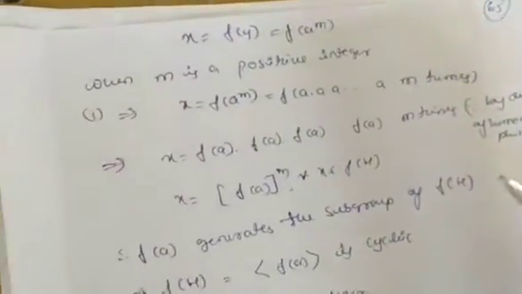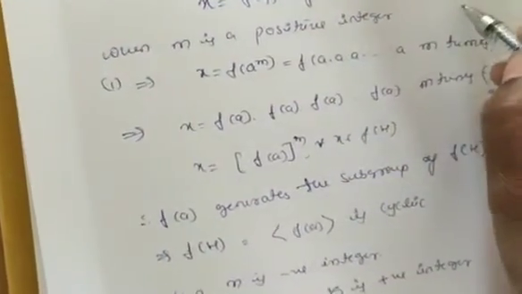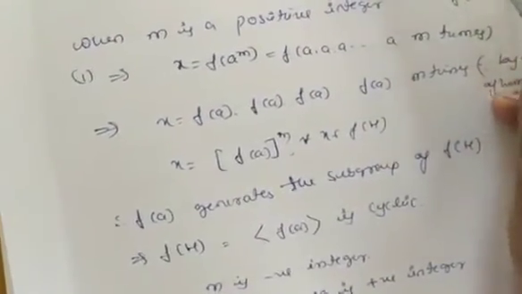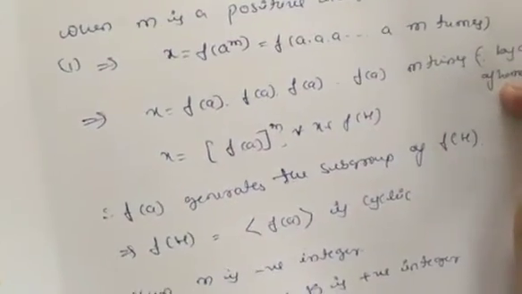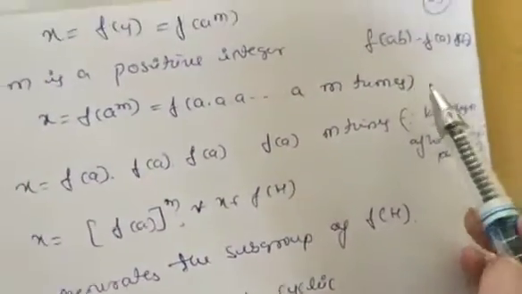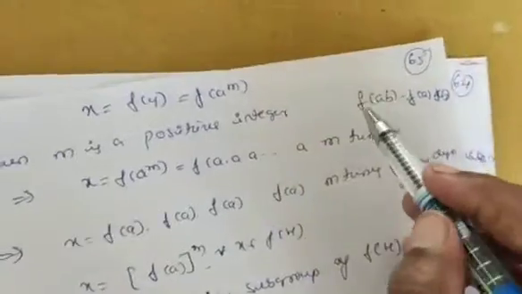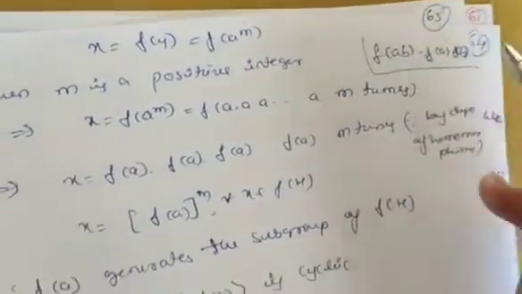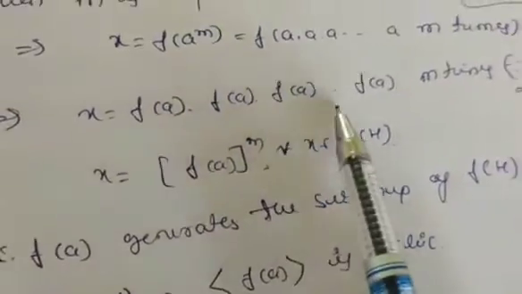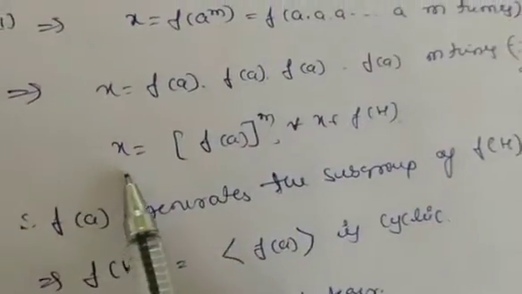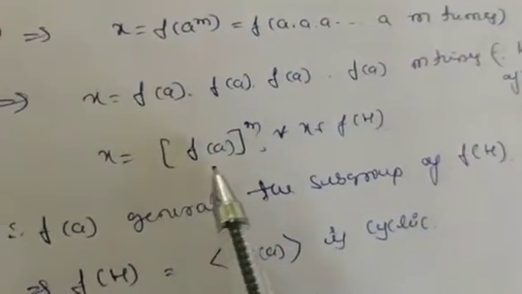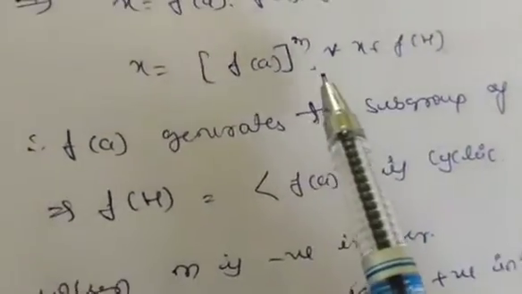The definition of homomorphism is f of a into b is equal to f of a into f of b. So for f of a into a, m times, this is f of a up to m times. This implies x is equal to f of a, m times. So it is f of a whole raised to m, for all x belonging to f of H.